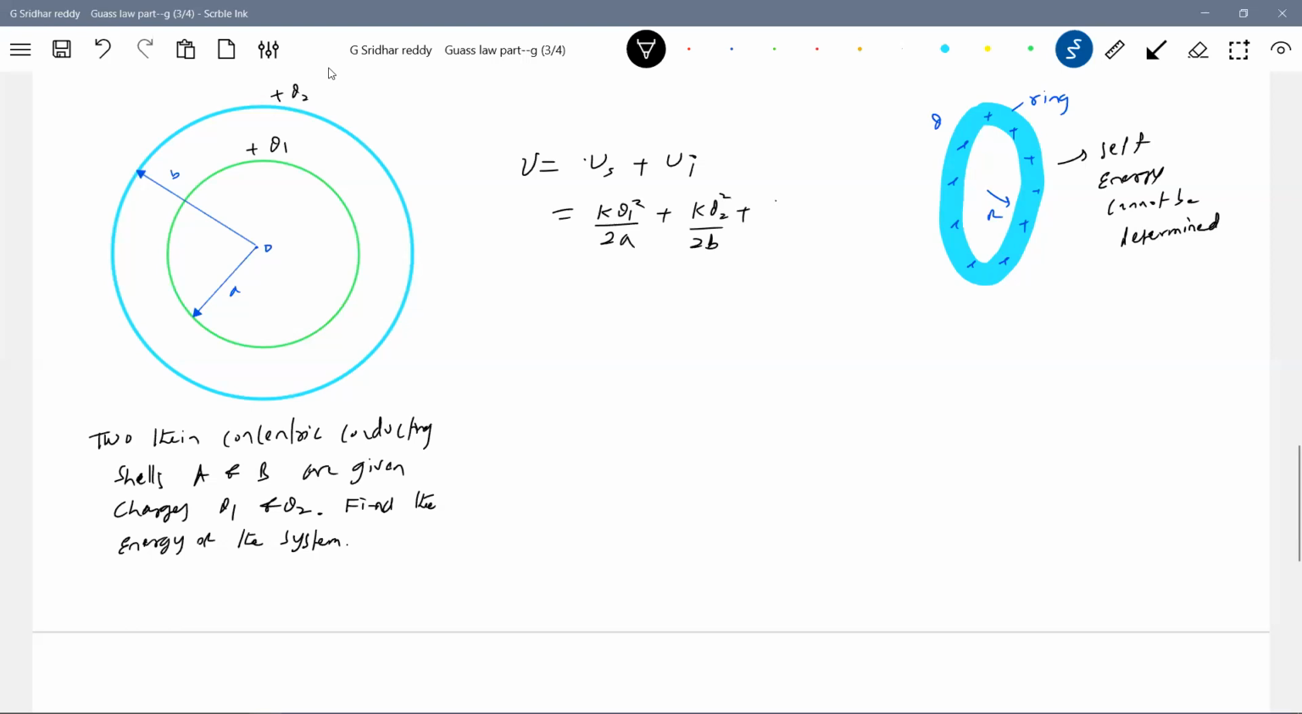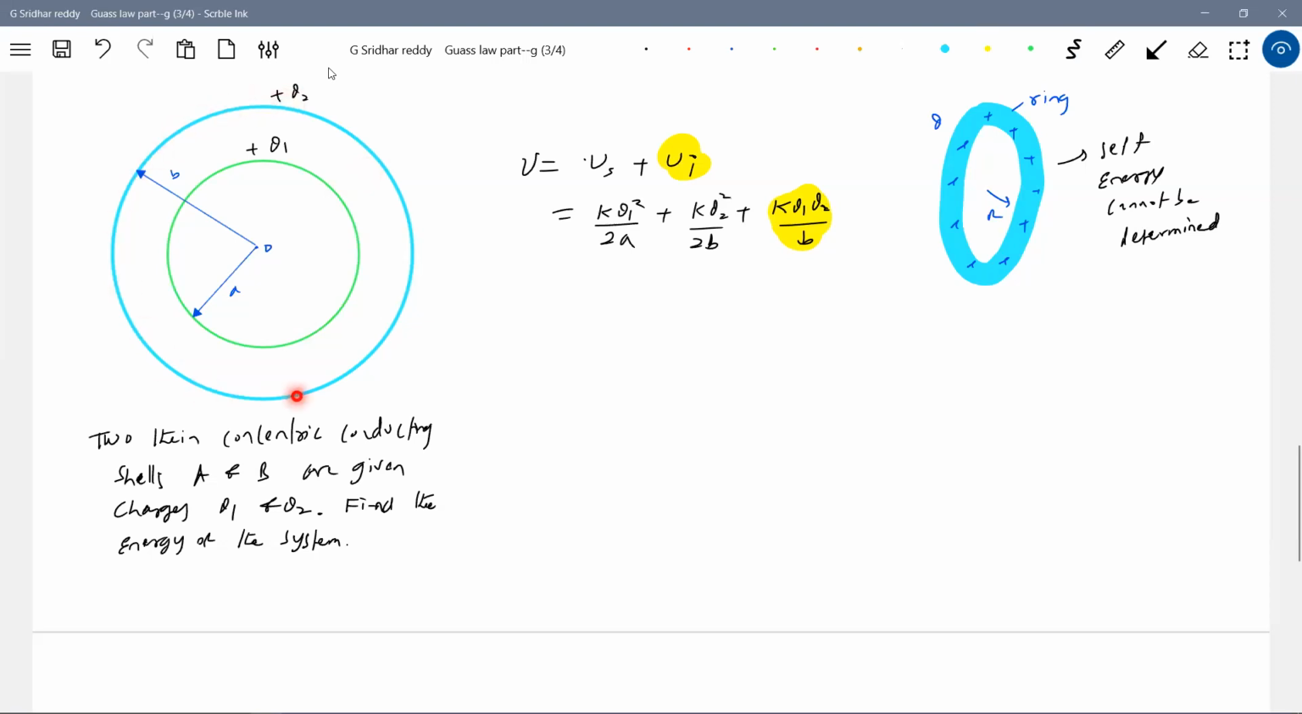What about interaction potential energy? K Q1 Q2 by B. Why not B minus A? Why is this specifically written like this? But actually, what is the separation? B minus A, no? Okay, come to Gauss law.